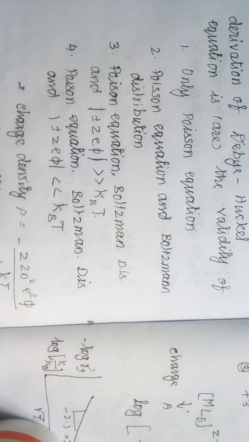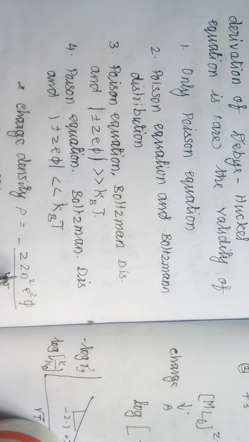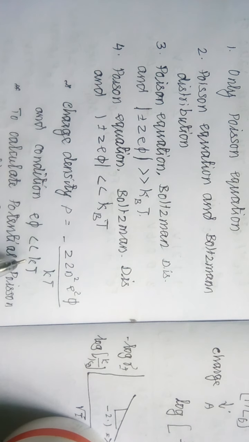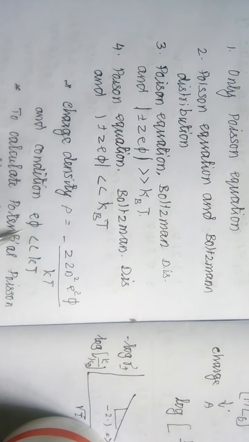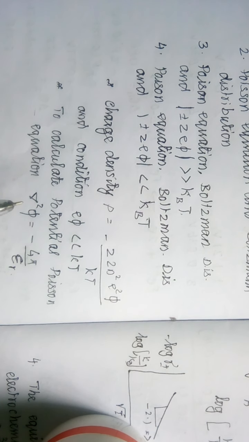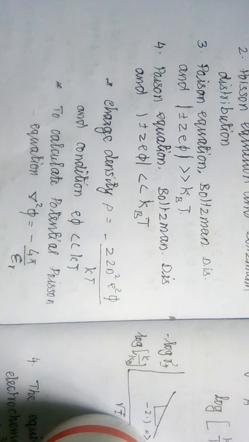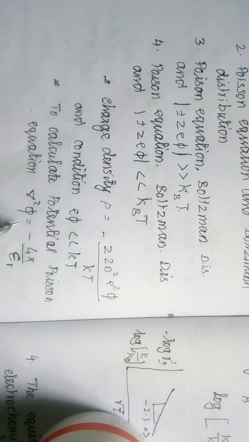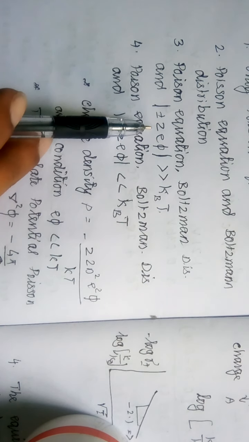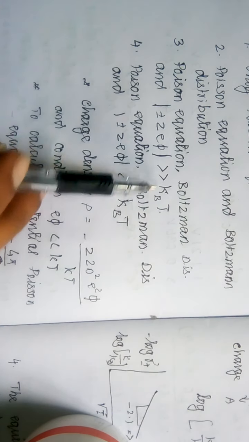Charge density ρ is equal to minus Z squared n squared e squared Ψ by kBT. And the condition is eΨ should be less than kT. This is the assumption used, and the Poisson equation is used for the calculation of the potential: del squared Ψ is equal to minus 4π ρ by ε. So these are the things. The only condition which is not valid is plus or minus ZeΨ greater than kBT. This is the wrong one.